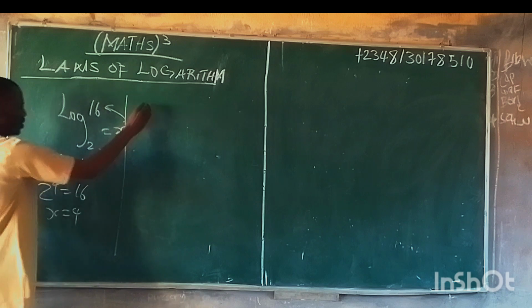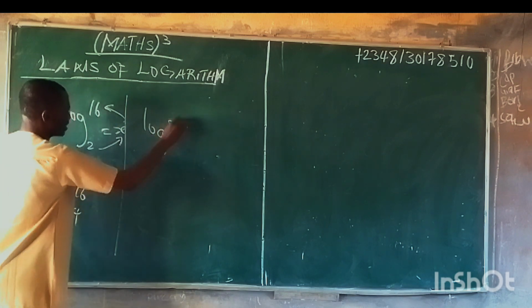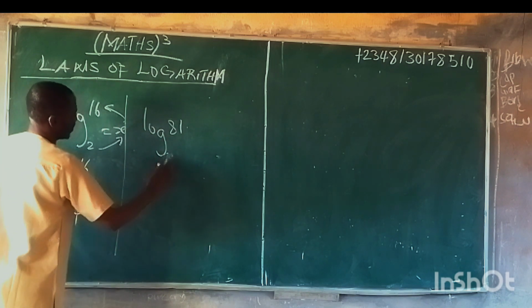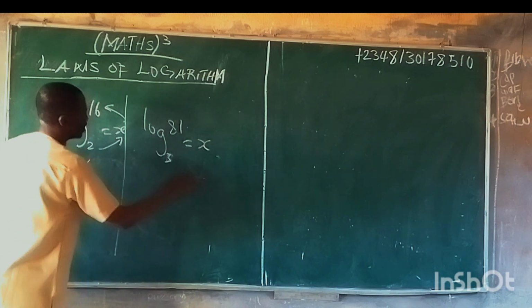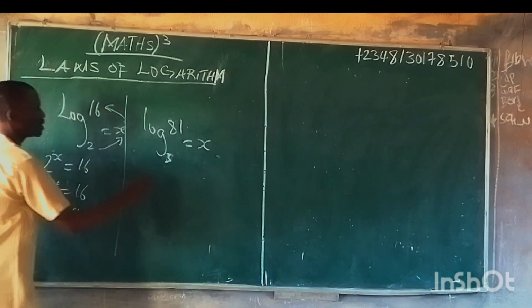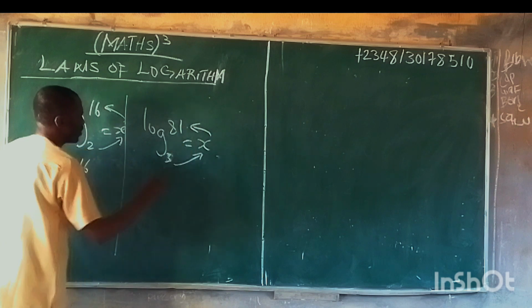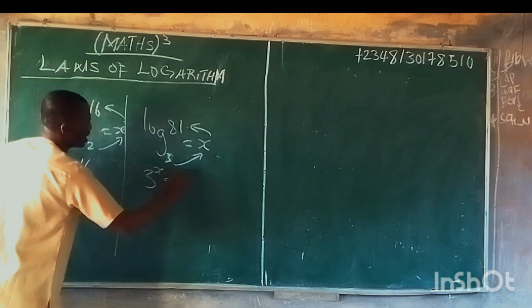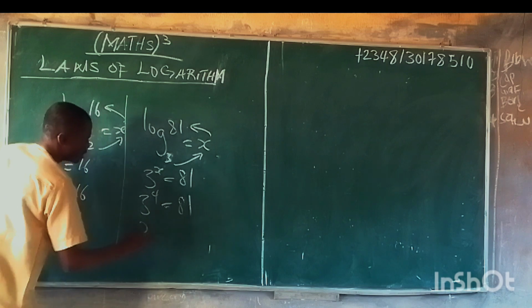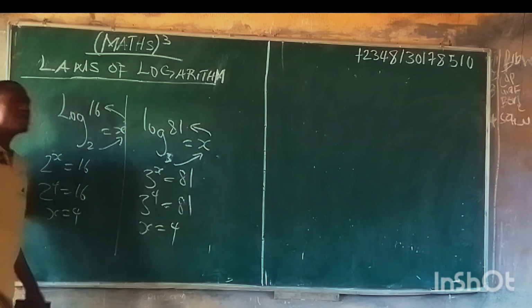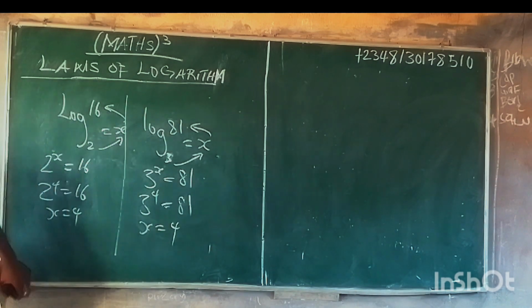Alright, let's say you have log 81 base 3 equals x. Log 81 base 3 is x. So you derive, we have 3 to the power of x is 81. So 3 to the power of 4 is 81. So x is 4. So this is the basic concept of logarithm.